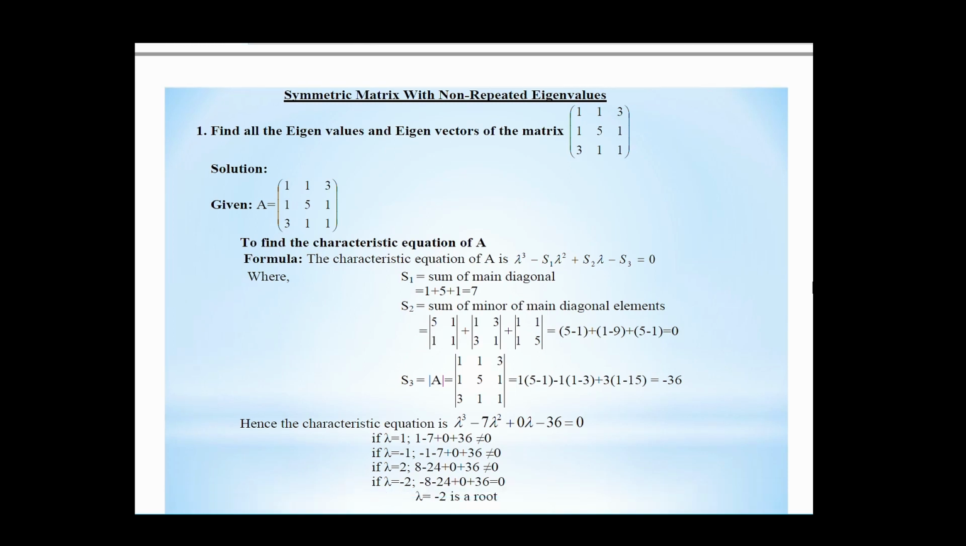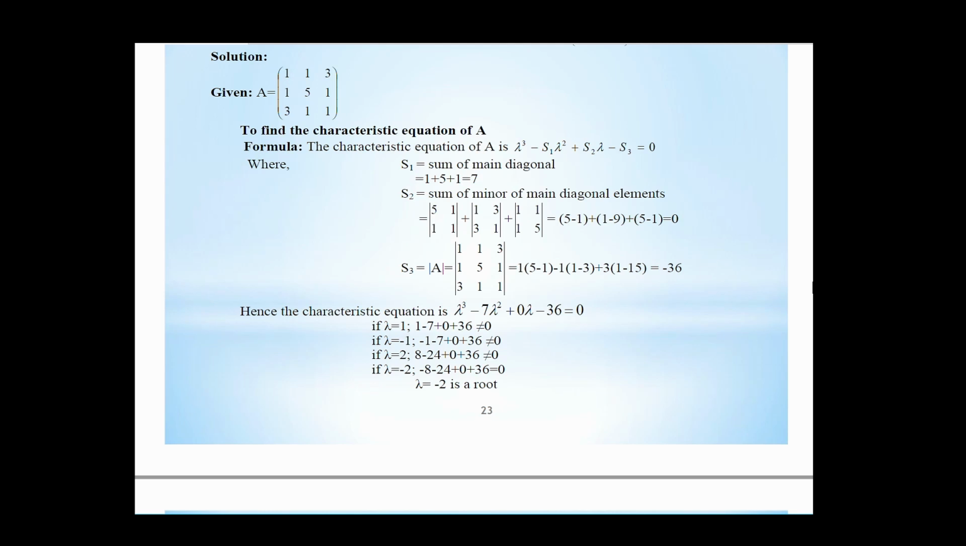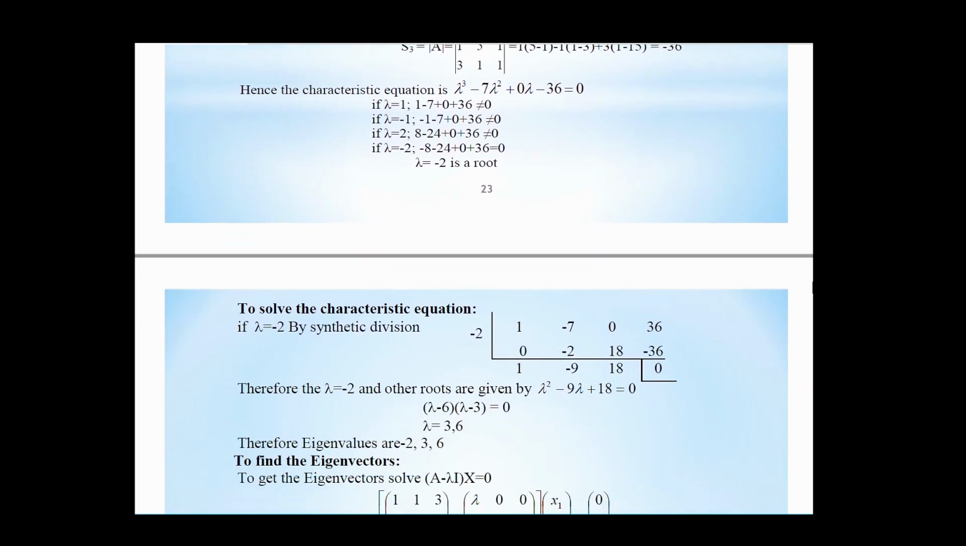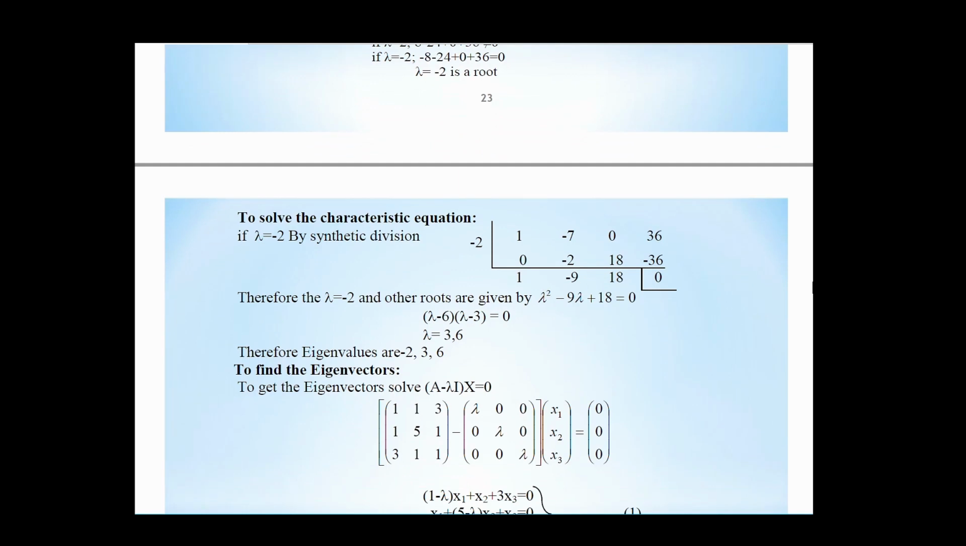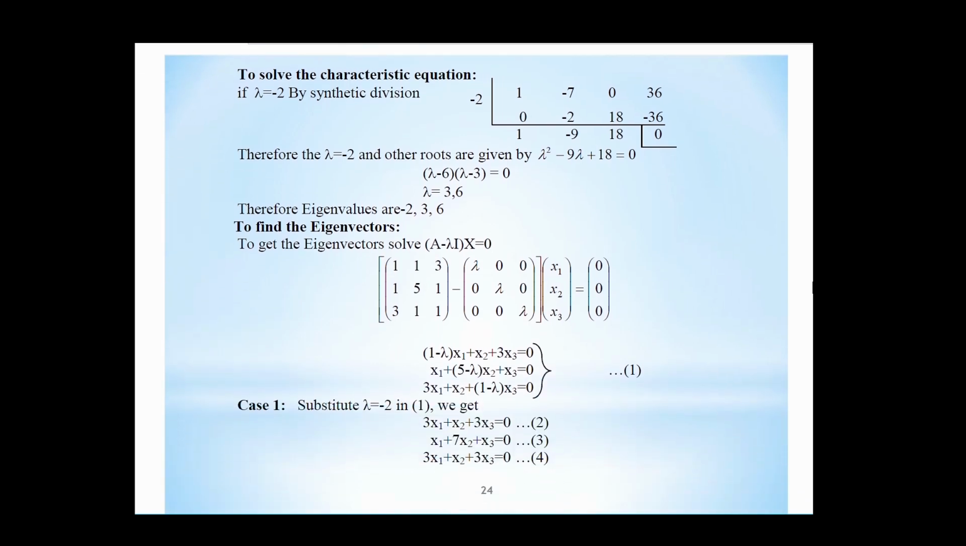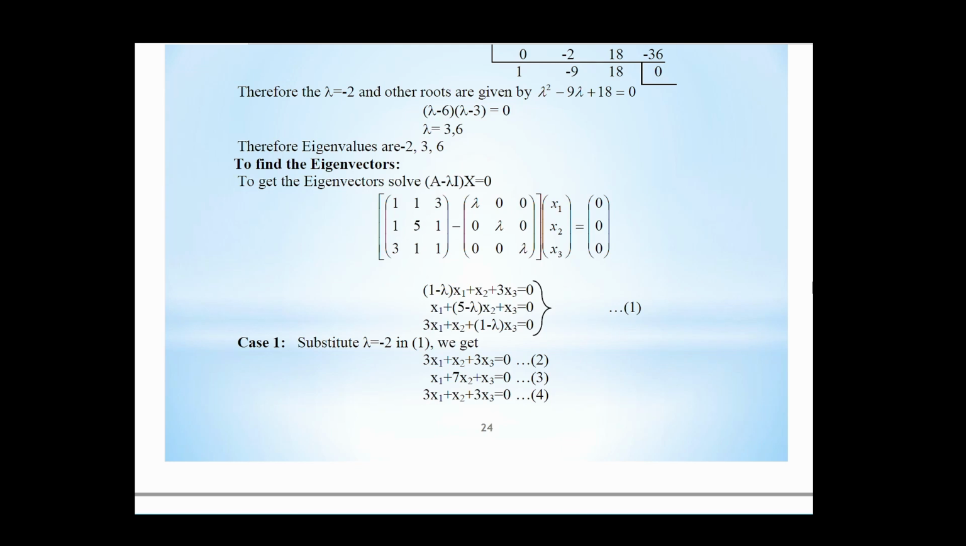Here the example matrix becomes 1, 1, 3; 1, 5, 1; 3, 1, 1. For the given symmetric matrix, we write the characteristic equation, which becomes lambda cube minus 7 lambda squared plus 0 lambda minus 36 equal to 0. As well, we find the eigenvalues of the given characteristic equation. For that we apply synthetic division. We find one eigenvalue is minus 2 and the remaining equation becomes lambda square minus 9 lambda plus 18 equal to 0. We get the eigenvalues lambda equal to 3, 6.